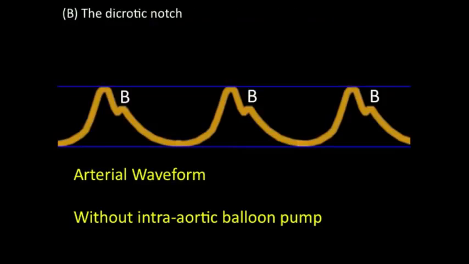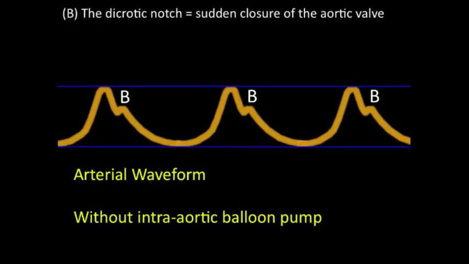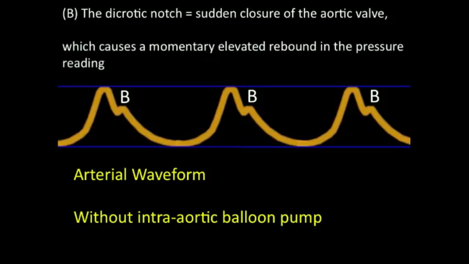Next is the dicrotic notch, and this represents sudden closure of the aortic valve. And I always picture this as a rebound effect. So the blood in the aorta wants to go to the lesser pressure, so it will go retrograde and try to get back into the left ventricle. But the aortic valve prevents that from happening by closing. And that blood that tried to go backwards and back into the LV rebounds off the valve as it closes and again goes forward, and that will give you the dicrotic notch. Just a momentary elevated rebound in the pressure reading, and it's often called a sawtooth pattern.